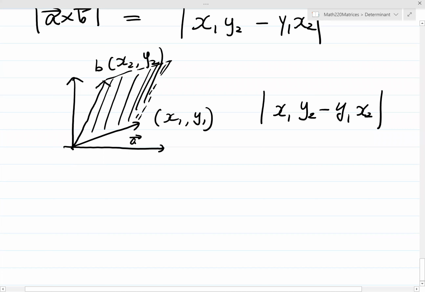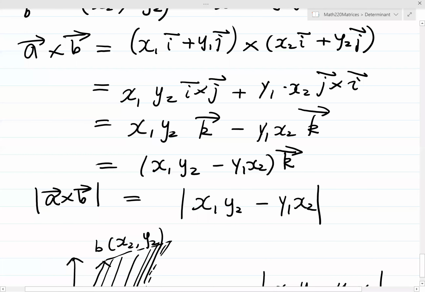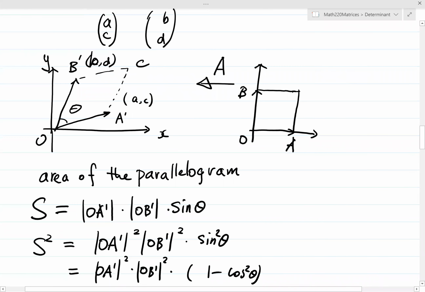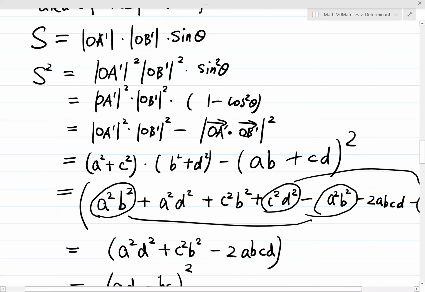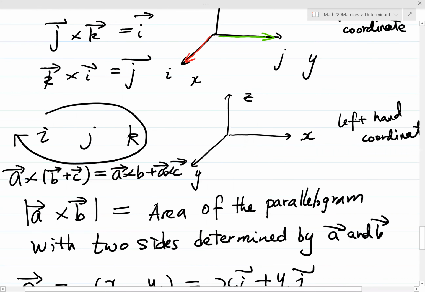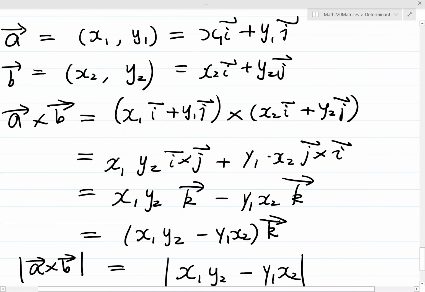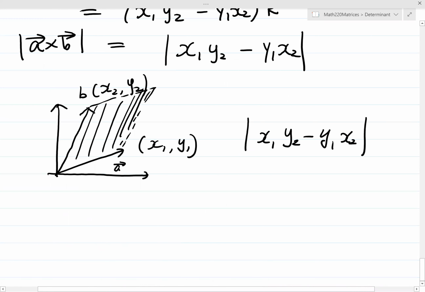Now we did this using the cross product. Last time we actually used the inner product to find this. That is how we derived the area using the inner product, and this is how we define it as a cross product. You see, they look exactly the same in form if you switch the variables.